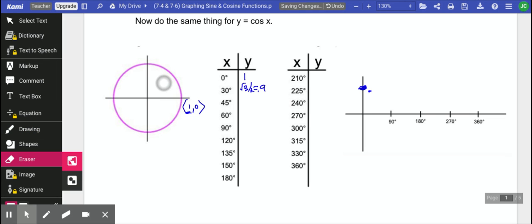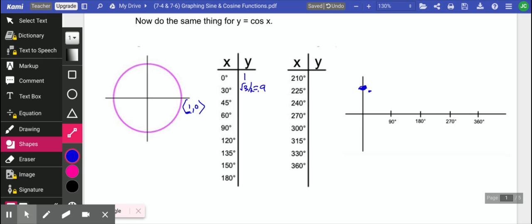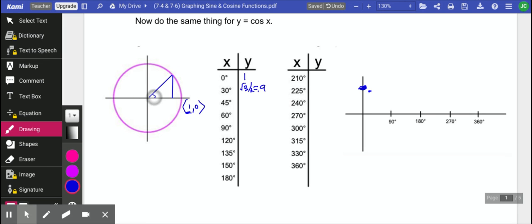All right. Next, we'll look at 45. Draw yourself a 45-degree angle. Sides are 1, 1, root 2. So cosine is adjacent over hypotenuse, 1 over root 2, or root 2 over 2. Which is going to be 0.7, so 45, 0.7.